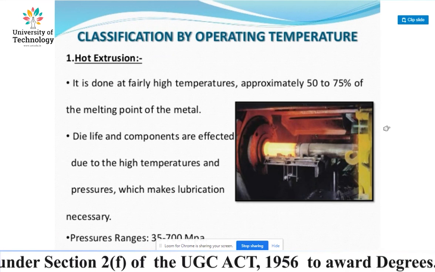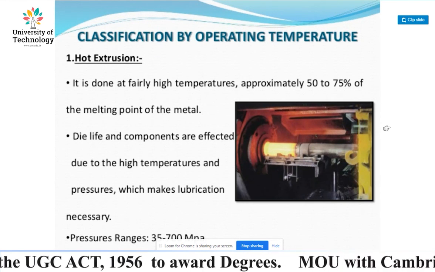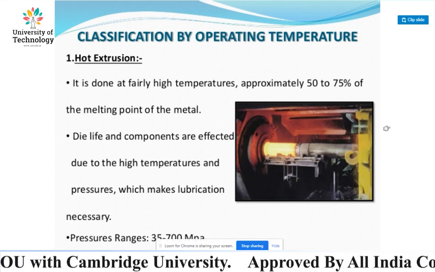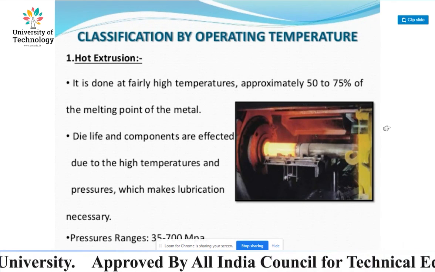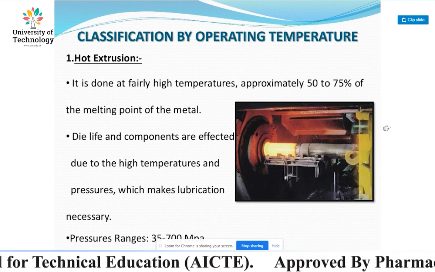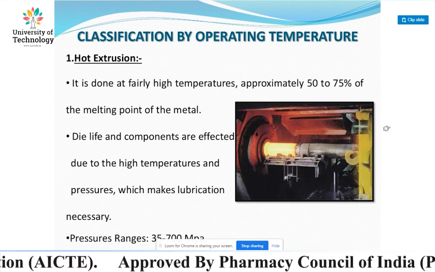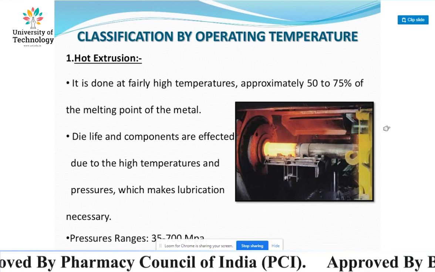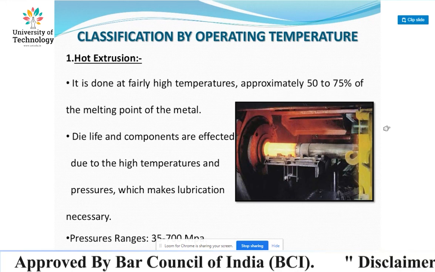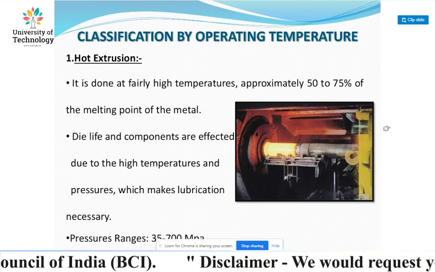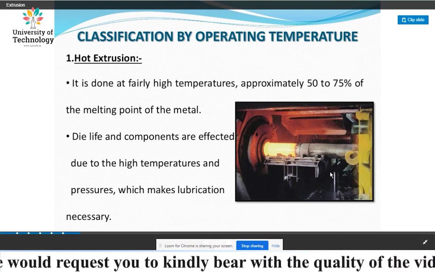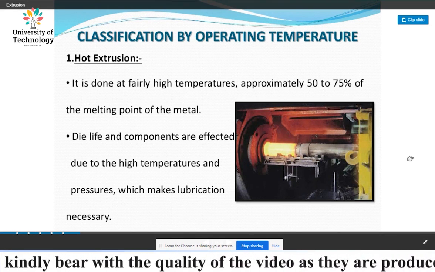Classification by operating temperature of extrusion: hot extrusion. It is done at fairly high temperatures, approximately 50 to 75% of the melting point of the metal. Die life and components are affected due to the high temperatures and pressures, which makes lubrication necessary. The pressure range is basically 35 to 700 megapascal.